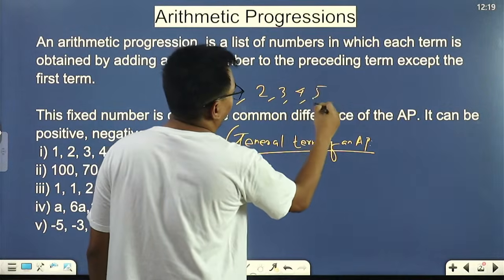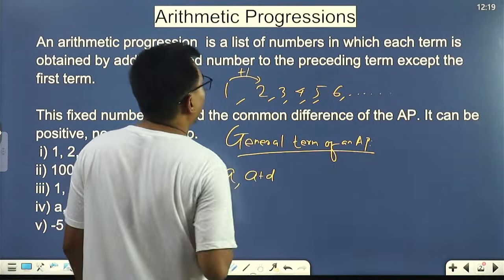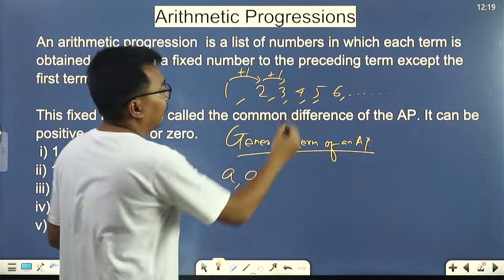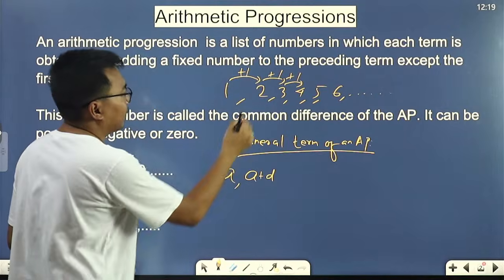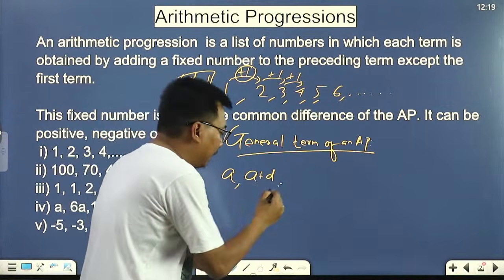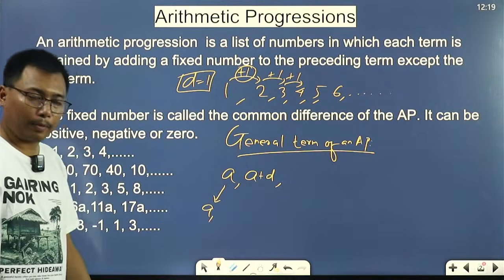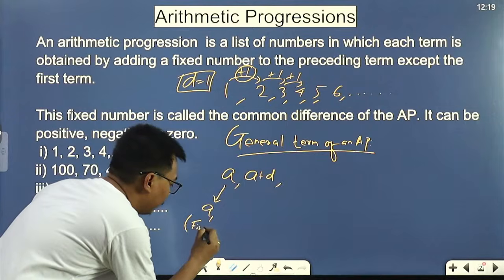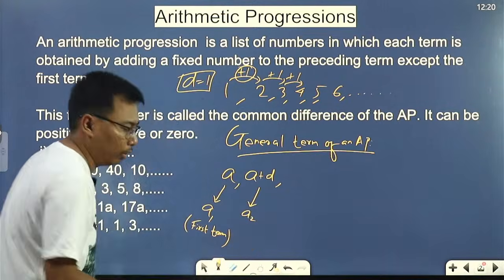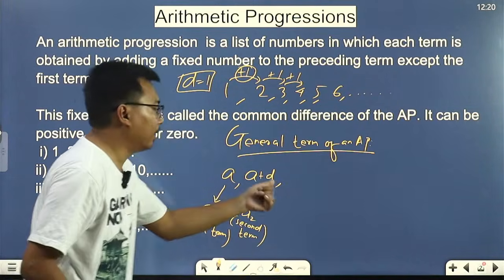this simple example, the most basic example, the set of natural numbers. If I add 1 here, I'll get 2. If I add 1 here, I'll get 3. Add 1, I'll get 4. So what is D here? D is 1. This is the first term. Sometimes we denote this first term by A1. And this we denote by A2, which is our second term.